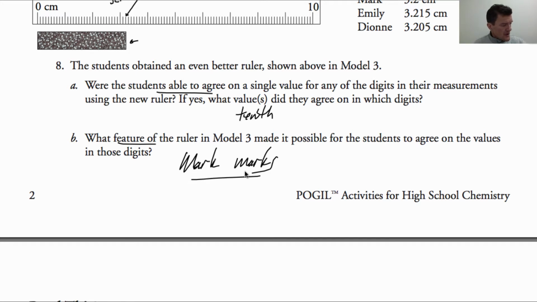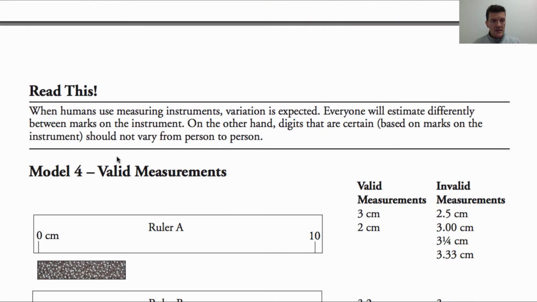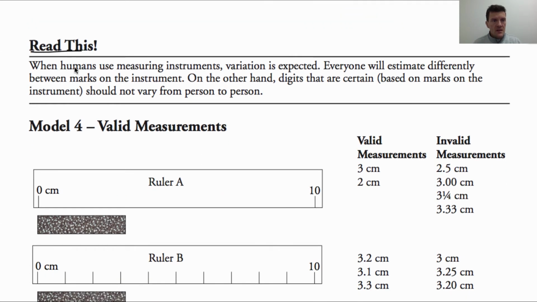All right, and let's go to, we are on Model 4 now. When humans use measuring instruments, variation is expected. Remember, there's always going to be some variation. Everyone will estimate differently between marks on the instrument. On the other hand, digits that are certain based on marks on the instrument should not vary from person to person.